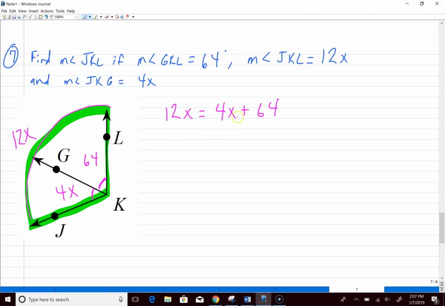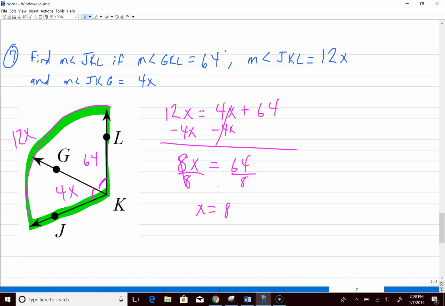Then we solve. Get x by itself. Well, I have x's on both sides, so move the smaller x. How do you move the 4x? Do we add 4x or subtract it? Subtract 4x. X's go with x's, numbers go with numbers. 12x minus 4x is 8x. Bring down the 64. 8x equals 64. I don't want 8x, I want just x. So I'm going to divide by 8. So we have that x is 8.